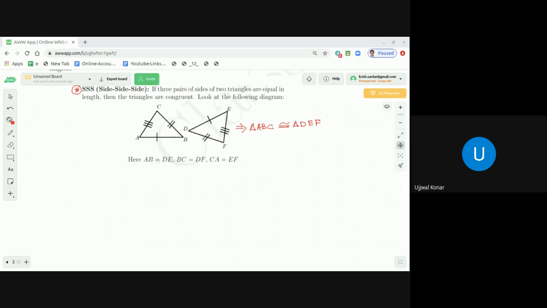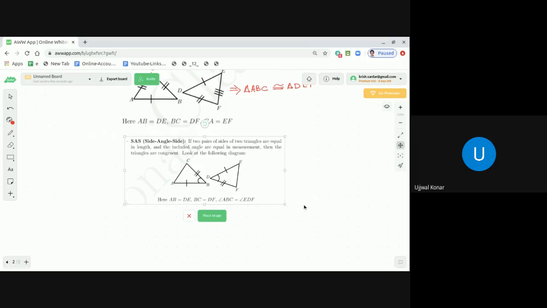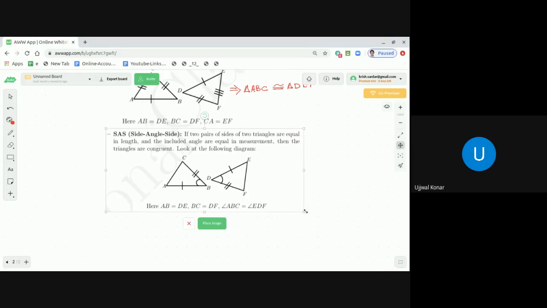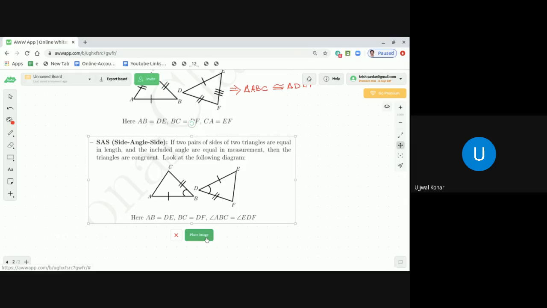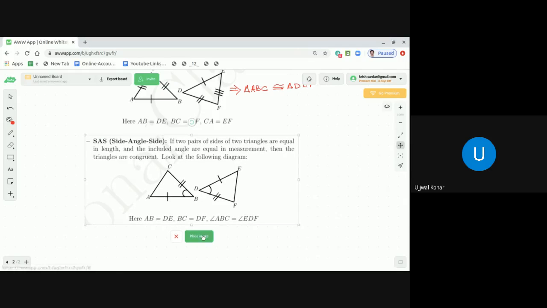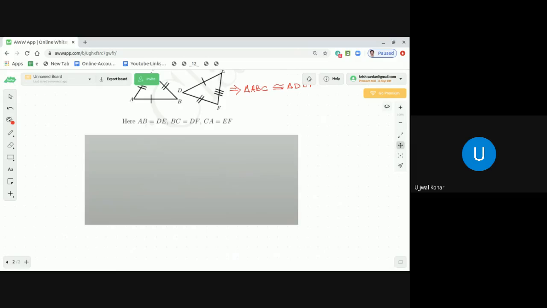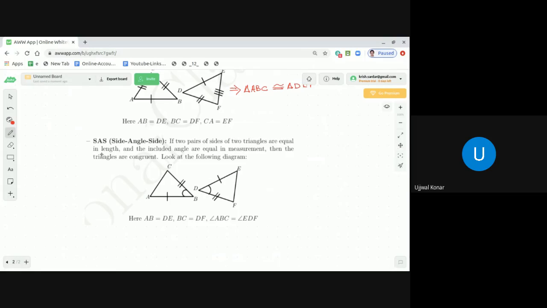Now, dear students, the next part of discussion is side, angle, side. Very important again. Let me explain what is meant by side, angle, side, and then I'll take questions if you have any. Remember that sequence, side, angle, side. Whenever I say SAS, this sequence is important. That means 2 sides and an angle in between them.